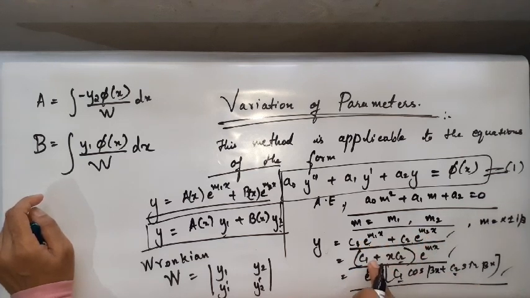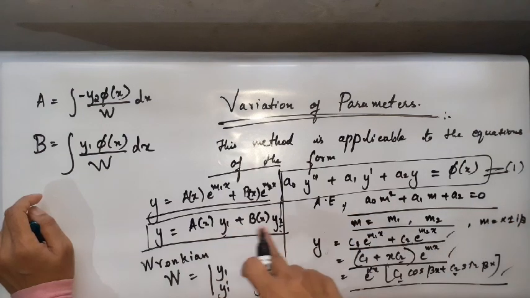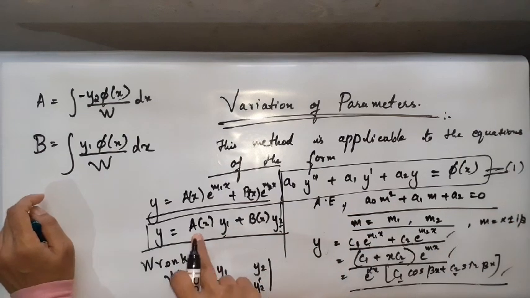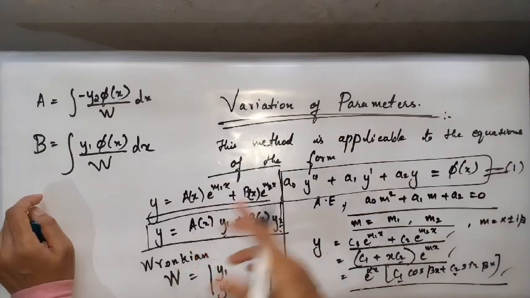Similarly here, what is associated with c1? e to power mx. And what is associated with c2? It is x into e to power mx. Similarly, what is associated with c1 here? e to power alpha x cos beta x. What is associated with c2 here? e to power alpha x sin beta x. Is it not? So these are all functions of x. I am calling those individuals which are associated with c1 and c2 as y1 and y2, in short.